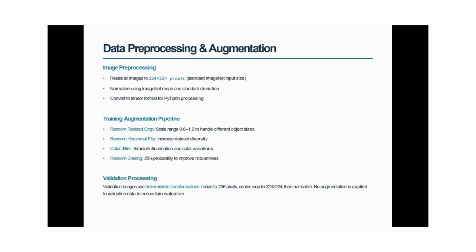Next is data pre-processing and augmentation. Before training, I resize all the images to 224 by 224 pixels and normalize them with ImageNet mean and standard deviation. During training, I apply random resized cropping, scale from 0.6 to 1, horizontal flipping, color jitter, and random erasing to make the model robust to occlusions. For validation, I resize to 256 pixels, center crop to 224, then normalize. This augmentation reduces overfitting and improves generalization.